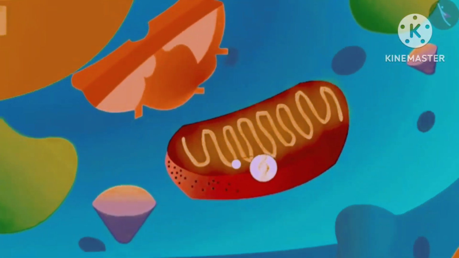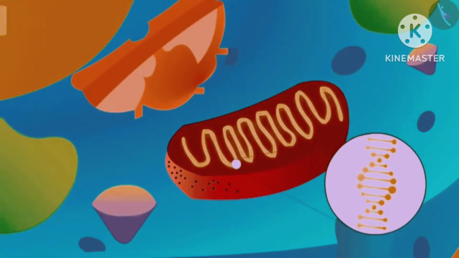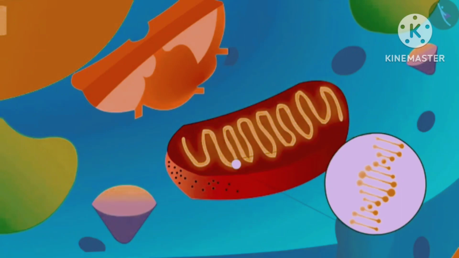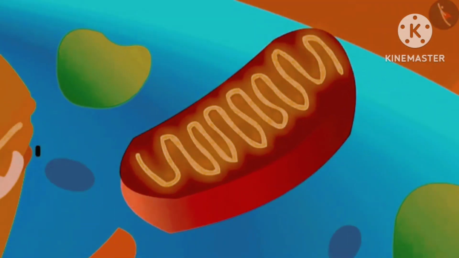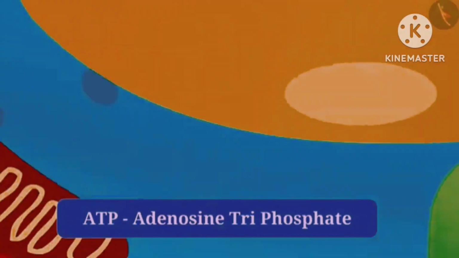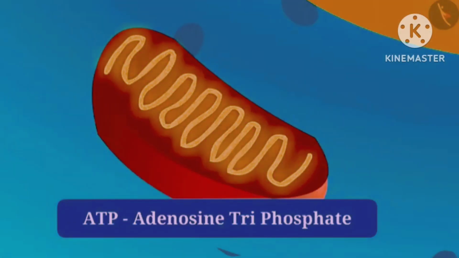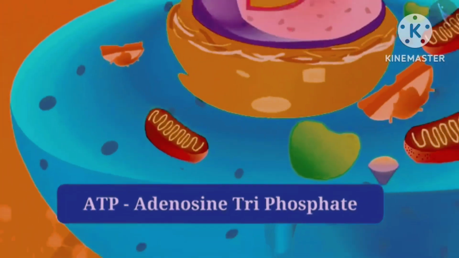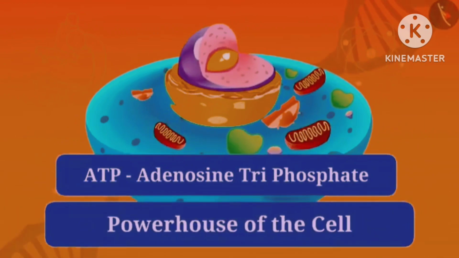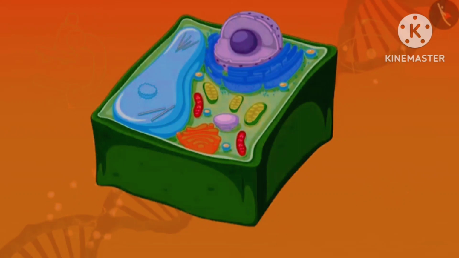The mitochondria have their own DNA and ribosomes that can make proteins and energy in the inner membranes. Mitochondria provides energy in the form of ATP, that is, adenosine triphosphate, to the cell to perform the necessary chemical reactions. For this reason, it is also called the powerhouse of the cell. So guys, you saw mitochondria make energy for a cell.